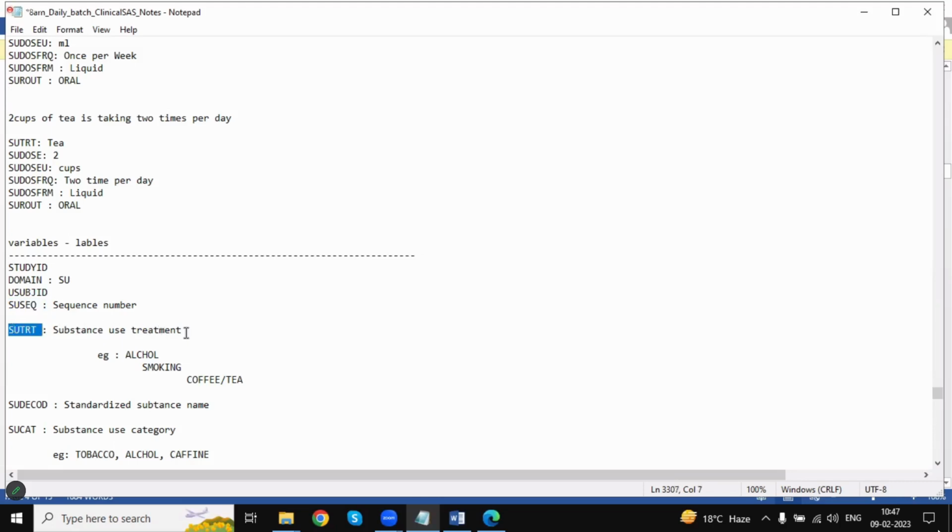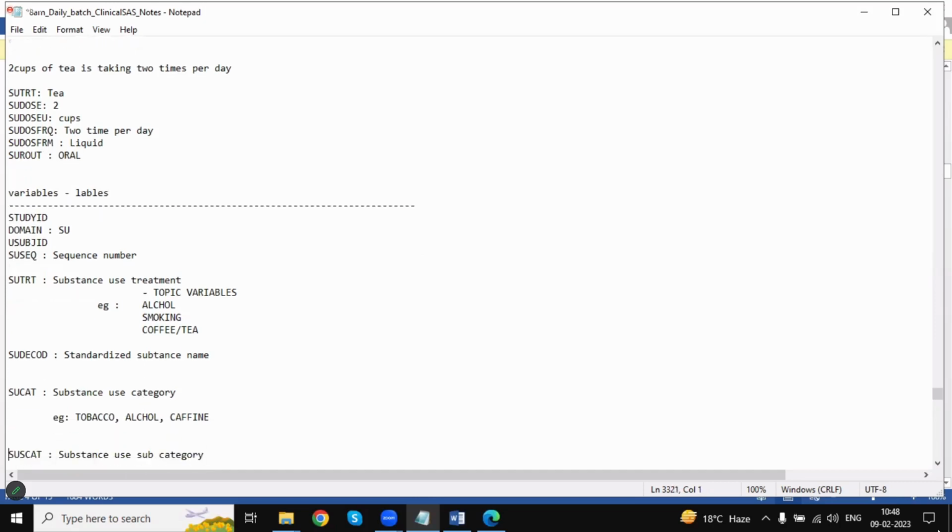So what is SUTRT here? Substance use treatment. This is going to be a topic variable. Exactly the habit name we'll capture here: alcohol or smoking, coffee, tea, the habit name. SUDECOD is the standardized substance name. It's not any dictionary name. Instead of capturing a general habit name, if you have some standard name, we can capture it. Or else if you don't have anything in the data, don't capture.